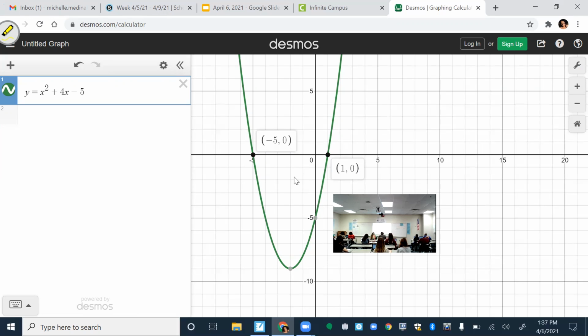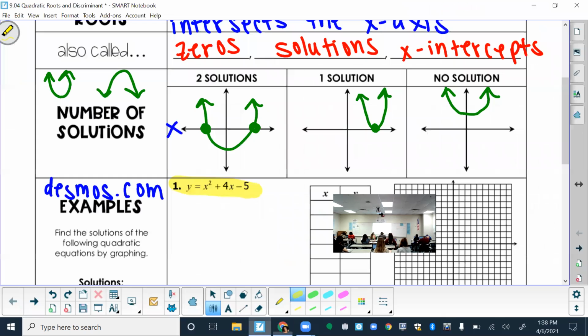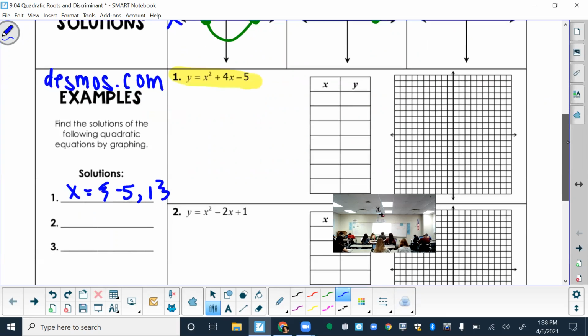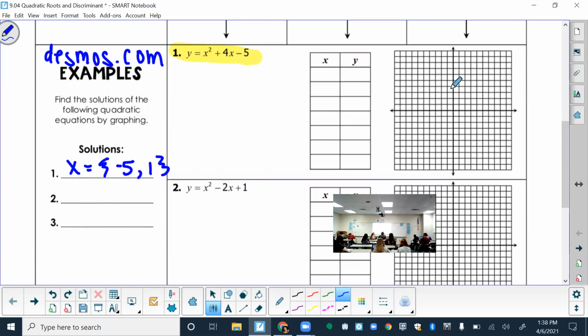So then I would just write on my paper for what are the solutions. And they want your solutions written over here. I would write it as x equals -5, 1 in those curly braces. All right, on your practice, you would have to fill in the table and the graph, but you can also use Desmos to help you with that as well.